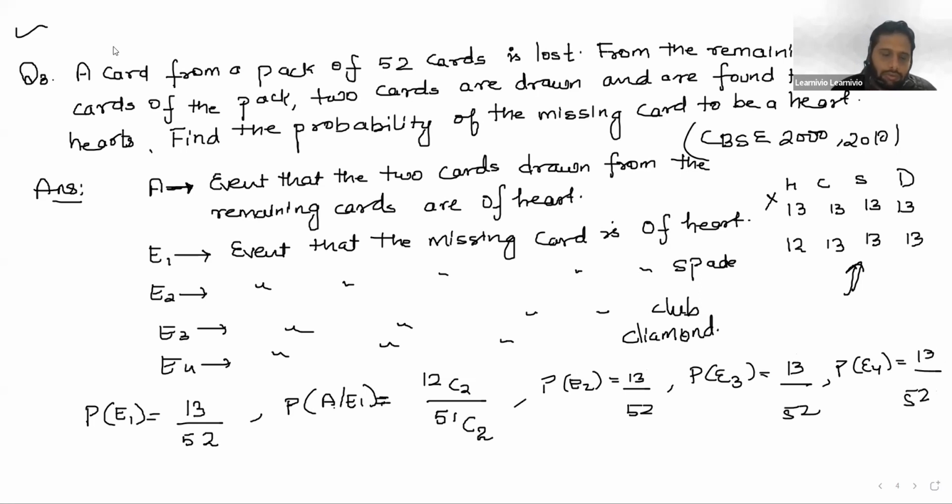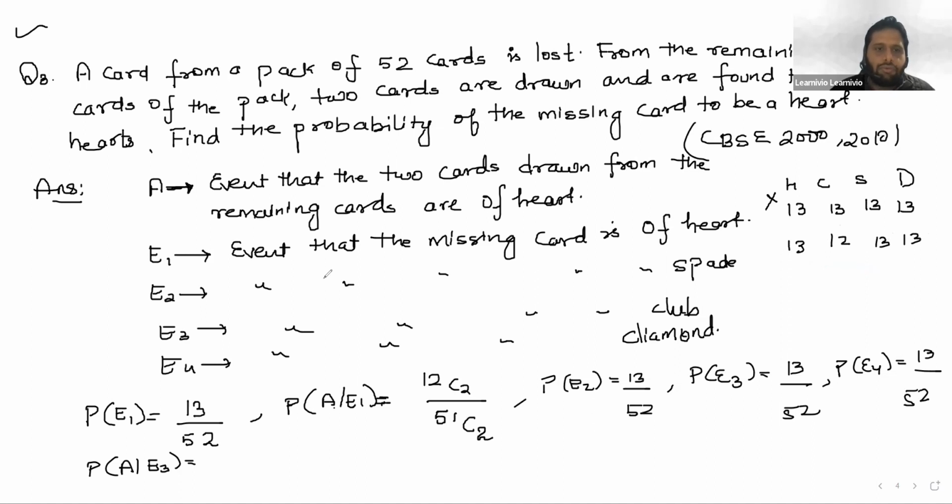Okay, so Nabil, which are you saying? P of A by? E3, sir. Okay, now what is E3? Missing card is of club. Now how many clubs are remaining? 12. These are 13, 13, and 13.